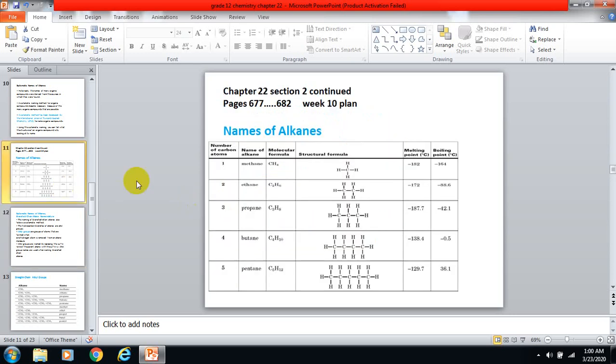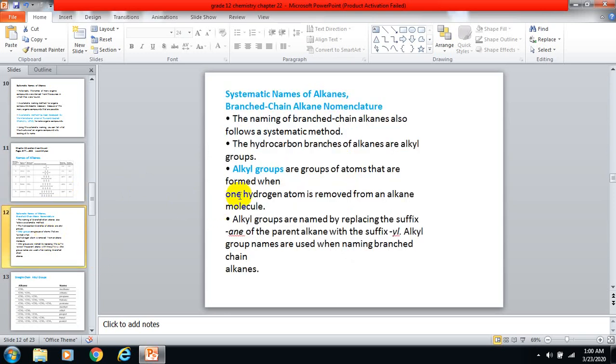Come to the previous slide. For example, if I remove one H from this CH4, look, these are 4. If I remove this H, then it will be C with just 3 H, so it will be known as alkyl, like methyl. Look at the name methane, it will be known as methyl. Alkyl groups are named by replacing the suffix A-N-E of the parent alkane with the suffix Y-L. Of course, it's so easy.